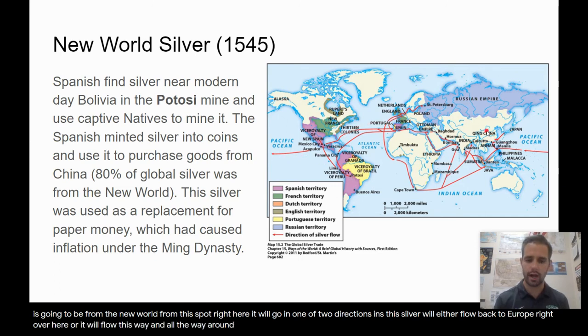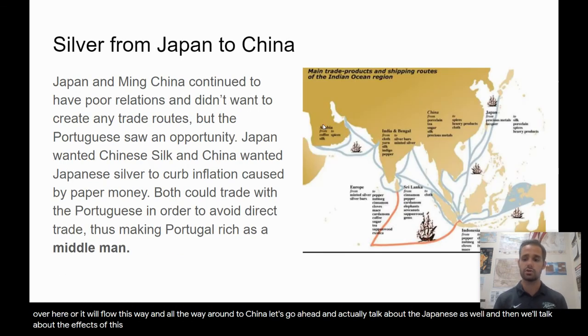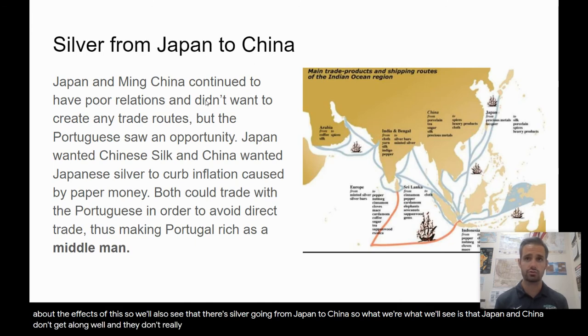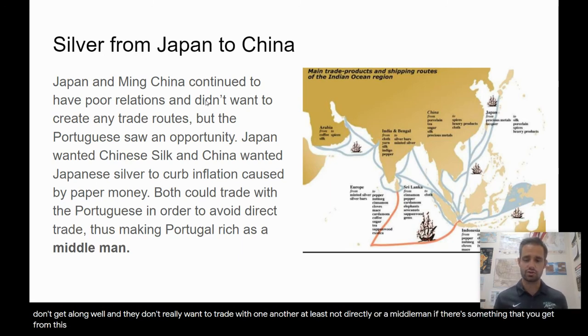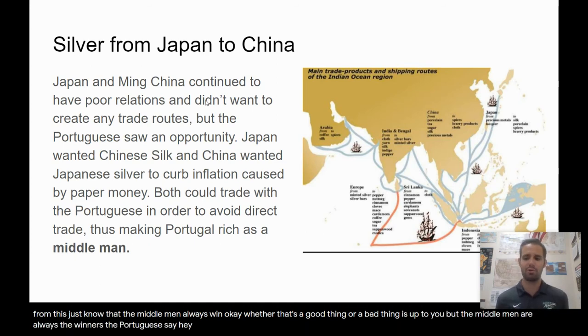Let's go ahead and actually talk about the Japanese as well, and then we'll talk about the effects of this. So we'll also see that there's silver going from Japan to China. So what we'll see is that Japan and China don't get along well, and they don't really want to trade with one another, at least not directly. This makes an opportunity for a middleman. If there's something that you get from this, just know that the middlemen always win. Okay, whether that's a good thing or a bad thing is up to you, but the middlemen are always the winners.